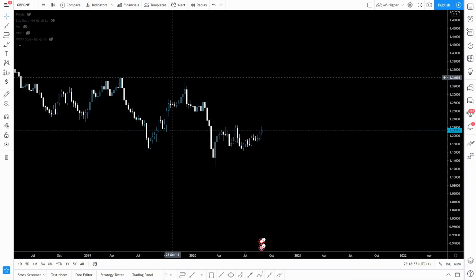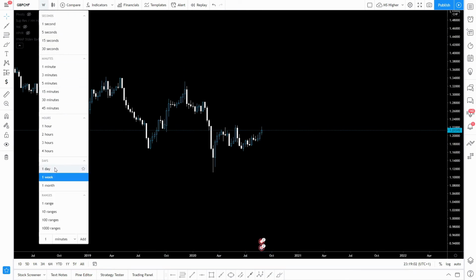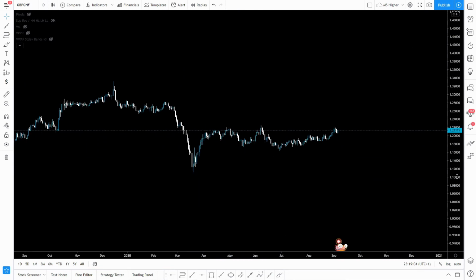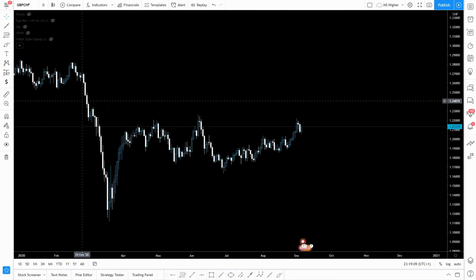Okay, so on the weekly, we see that it's slowly climbing back up. Let's go to the daily. Yeah, so the daily's over here. Let's have a look at what we can see on this daily. This nice little drop here.